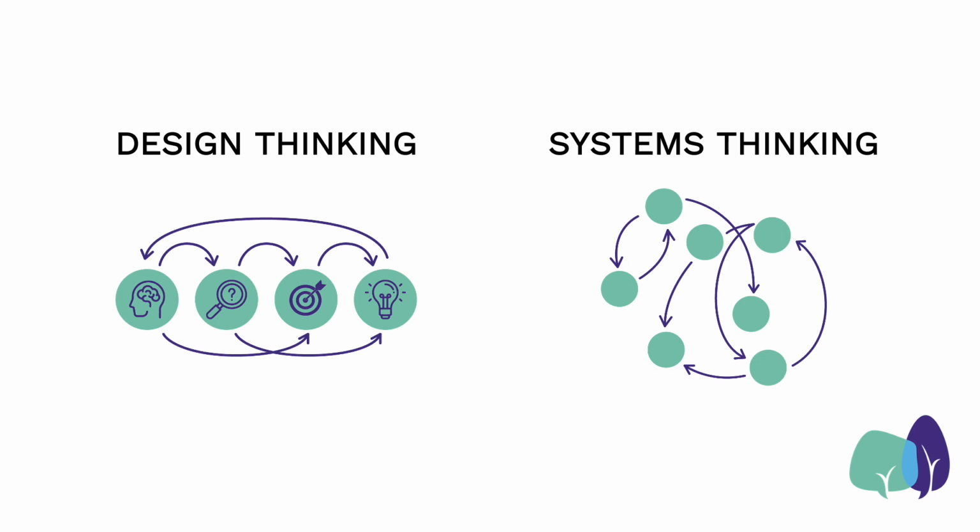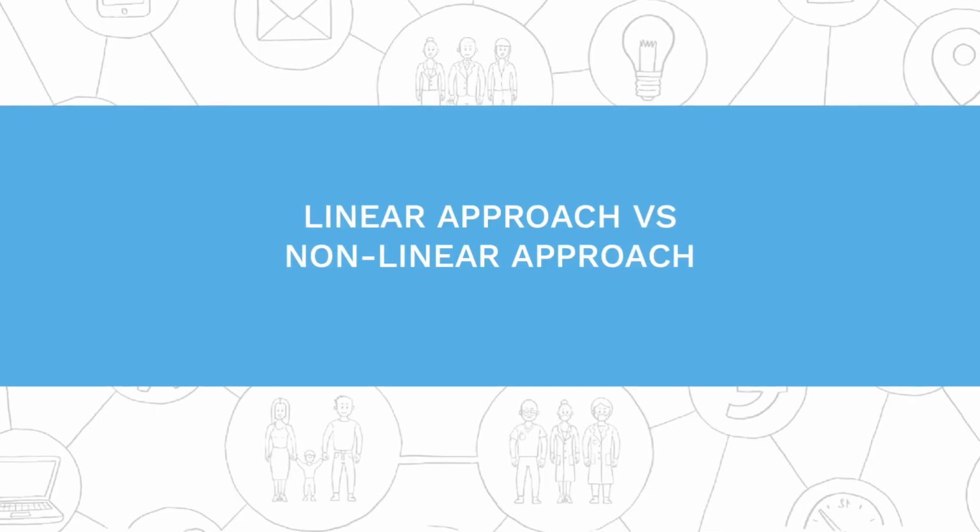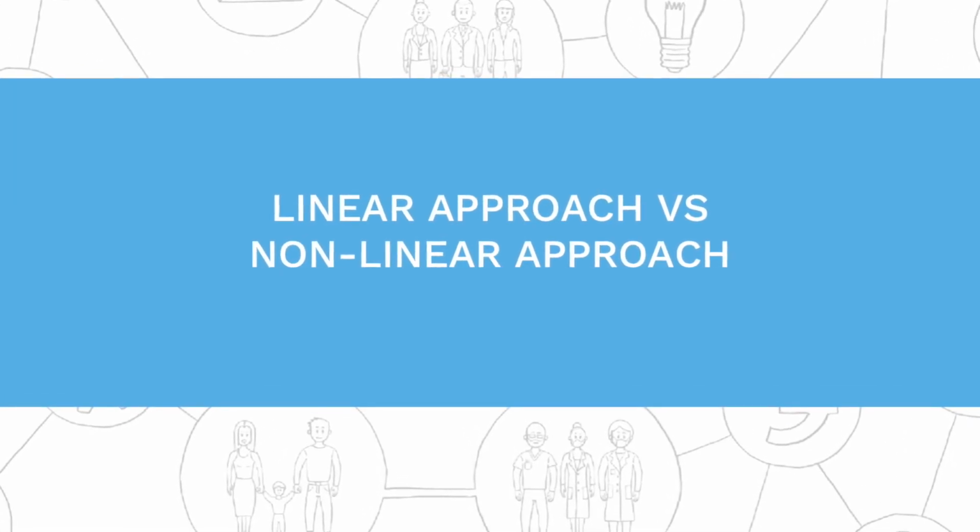The systems thinking approach serves to show the behavior of systems as a result of the relationships between their elements, rather than a result of the traditional view that a system is equal to the sum of its constituent elements. Linear approach versus non-linear approach.